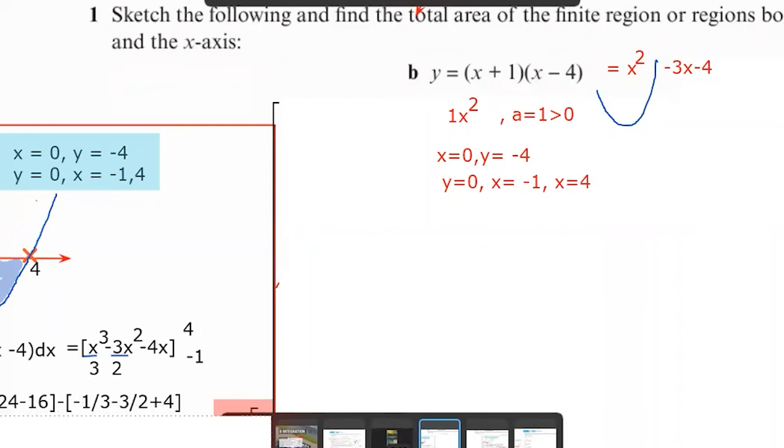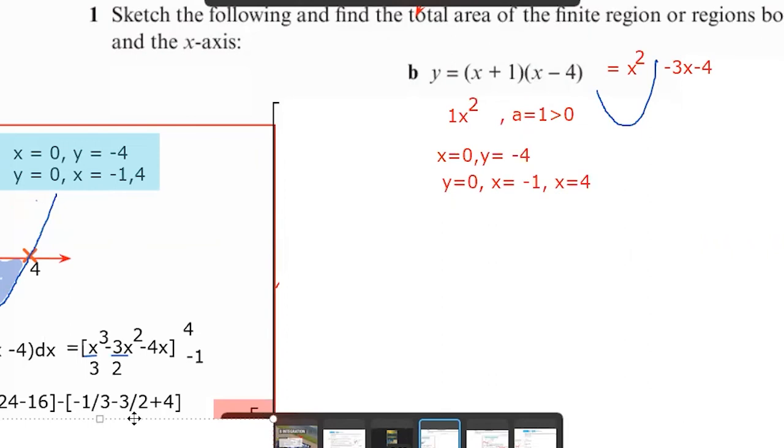So 4 cubed is 64 divided by 3. Then we substitute x equals 4 in minus 3x squared. So we get minus 3 into 4 squared, which is equal to minus 3 into 16 divided by 2, which gives us minus 24. And then we have minus 4 into 4, which is minus 16.